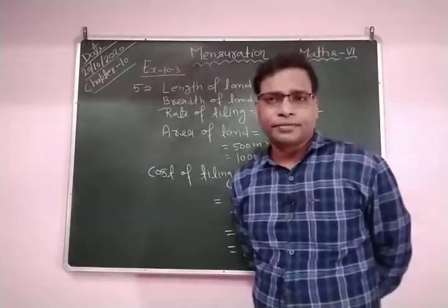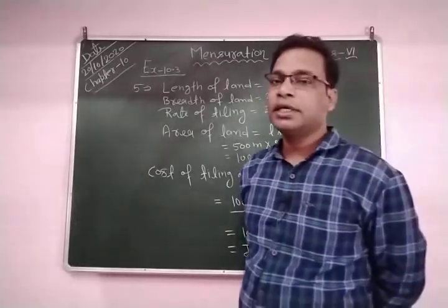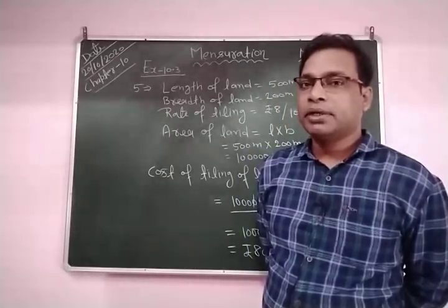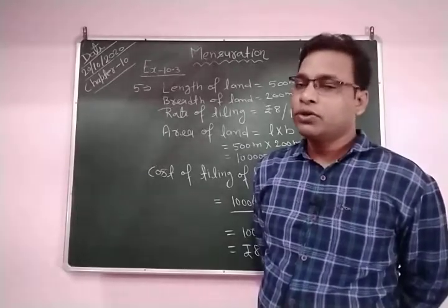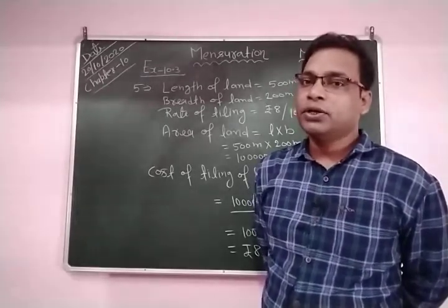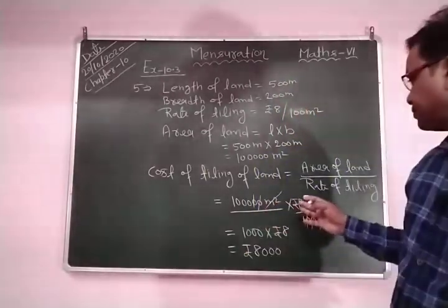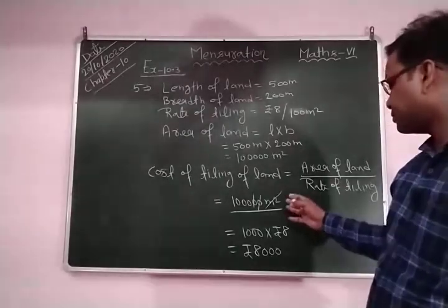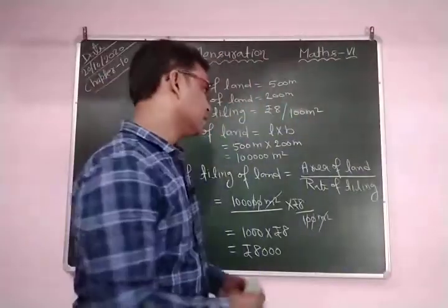Now the rate of tiling is also given here. What is the rate of tiling? It is rupees 8 per 100 meter square. We found the area of the plot of land is 1 lakh meter square, so we need to find the cost of tiling. For this we multiply the area of the plot of land into the rate of tiling. So here if we multiply that, you can see this into this. Sorry for this mistake here.